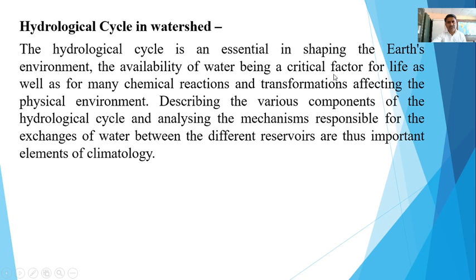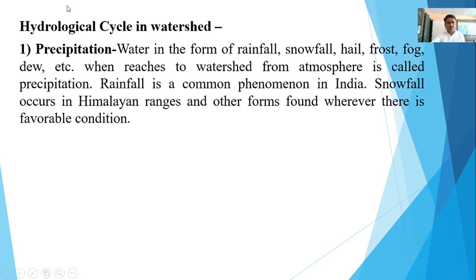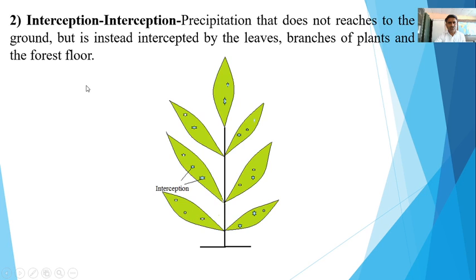The availability of water is a critical factor for life, as well as for many chemical reactions and transformations affecting the physical environment. Describing the various components of the hydrological cycle and analyzing the mechanisms responsible for the exchange of water between the different reservoirs are thus important elements of climatology. Climatology, physiography, environment, all these factors contribute their role in the hydrological cycle, and thus the hydrological cycle gets completed. But there are three main processes which we have to discuss here.